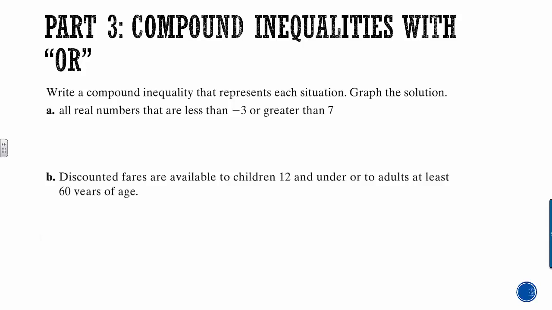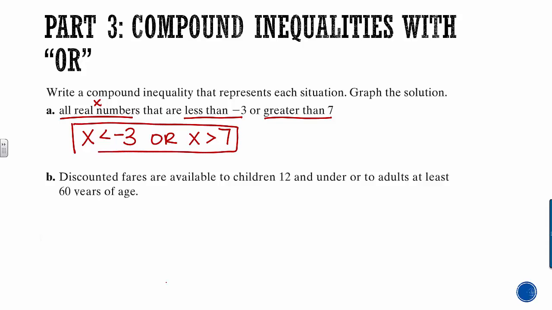Now if we switch to the word or, this is two separate situations that we're okay with our numbers fitting into. So if we read this first one, it says to write a compound inequality that represents each situation and then graph it. We want all real numbers that are less than negative 3 or greater than 7. So all real numbers, that's fancy for let's make it a letter. So we want all real numbers that are less than negative 3 or greater than 7. And this is our compound inequality. It doesn't get put together because it's two separate situations.